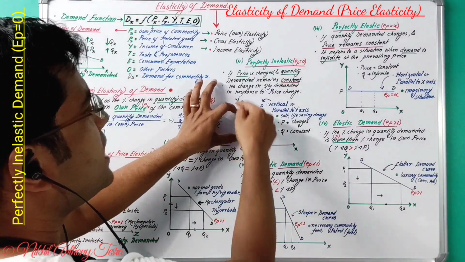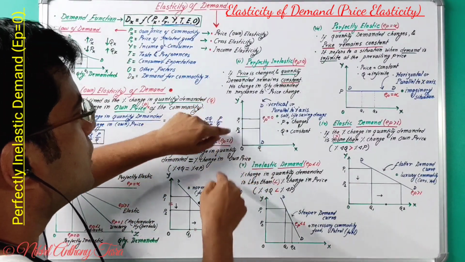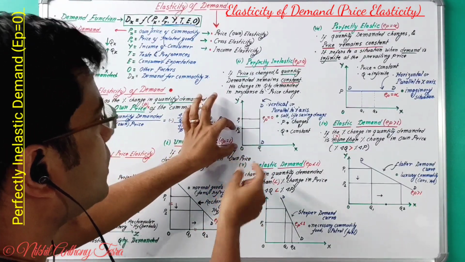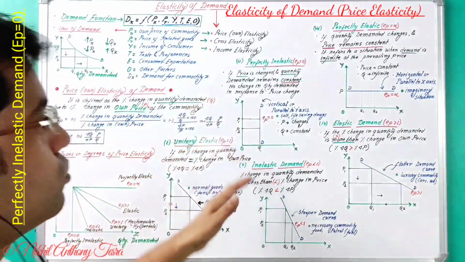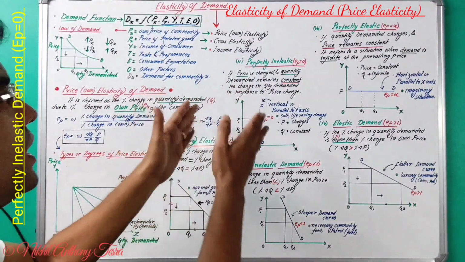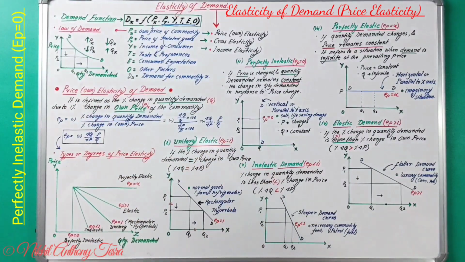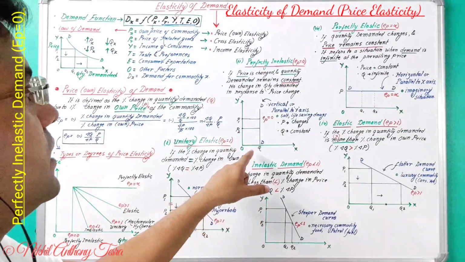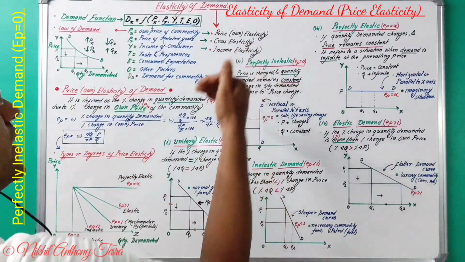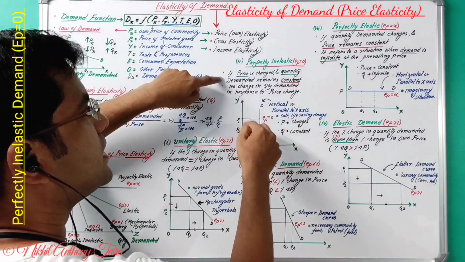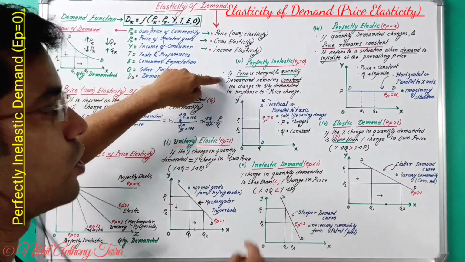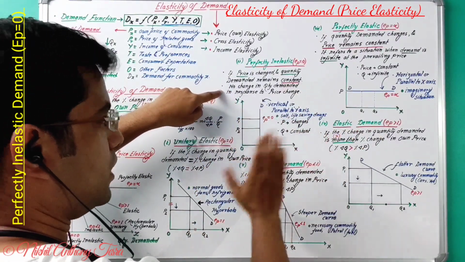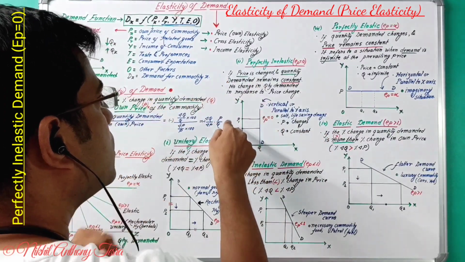But we can take any of the prices. For example, here we have taken price OP1. When price is OP1, quantity demanded is OQ. When price reduces from OP to OP1, the quantity remains the same, OQ. So in this particular case, we are getting price changes, but quantity demanded is fixed. I repeat, P is changing, but quantity is constant. If price is changed, quantity demanded remains constant. Or else we can say there is no change in quantity demanded in response to price change.